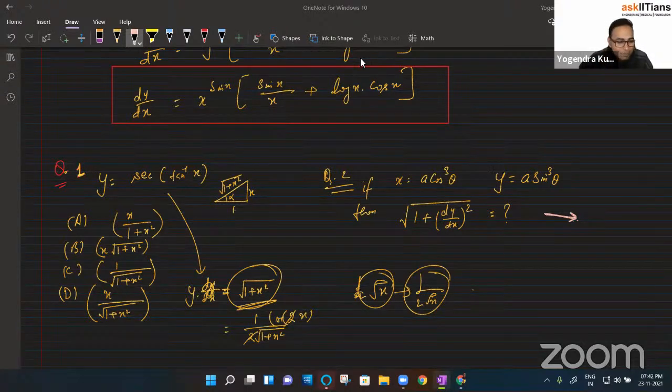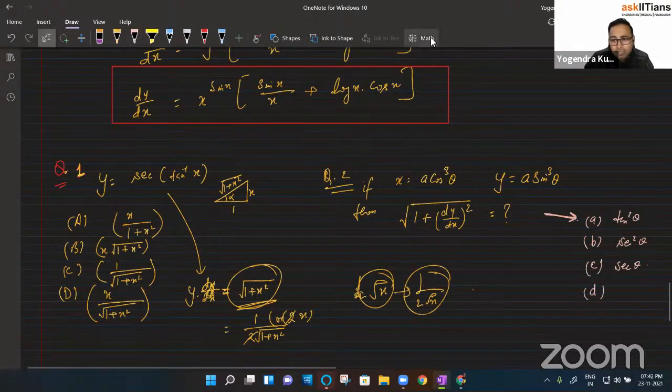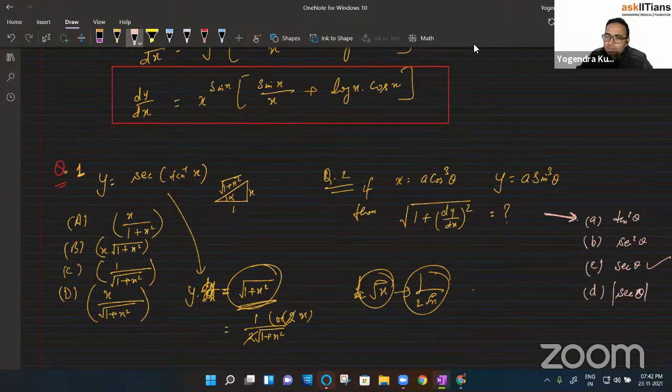Guys, options are given. Okay, let me write the options. First option is tan square theta. Second option is secant square theta. Third option is secant theta. And that's the answer you're saying, right? This is the D option. Which one is correct? I don't think we bother to read the next option if we already found the answer.